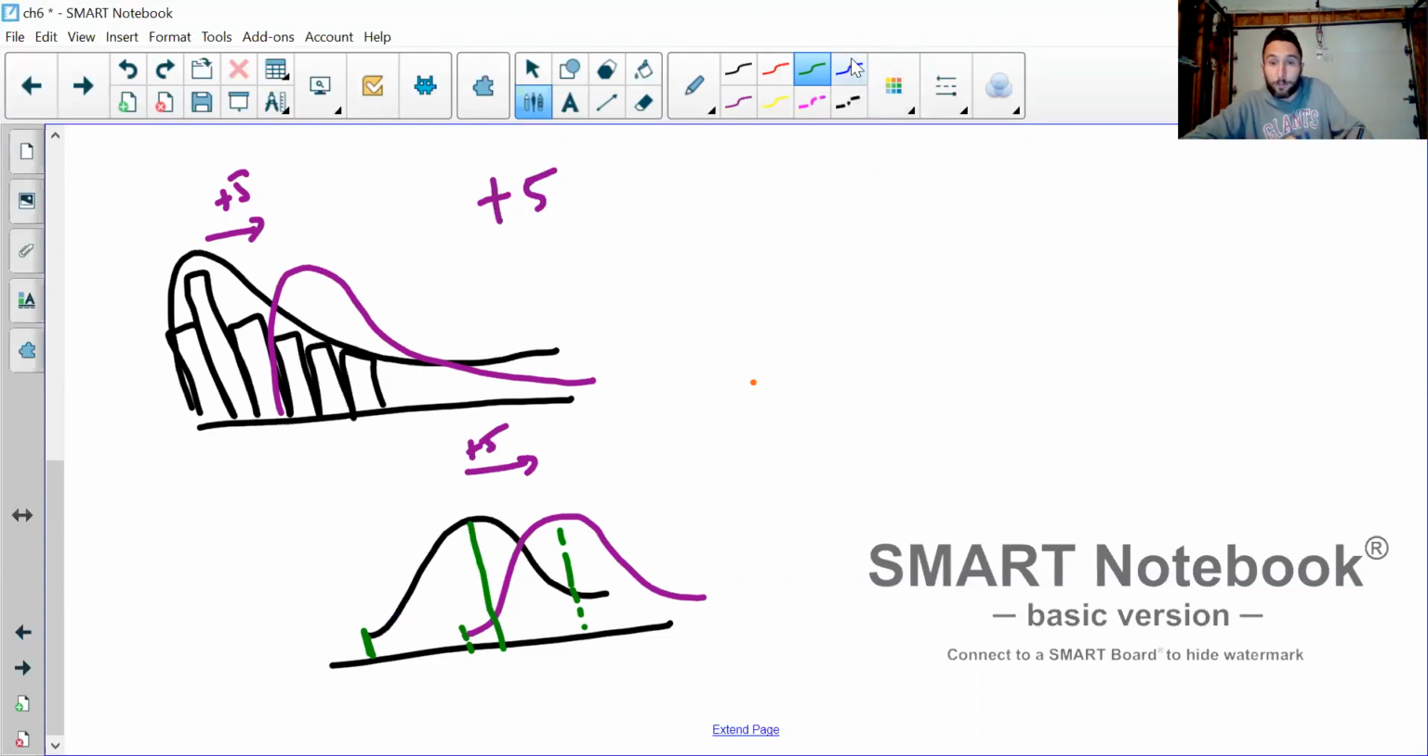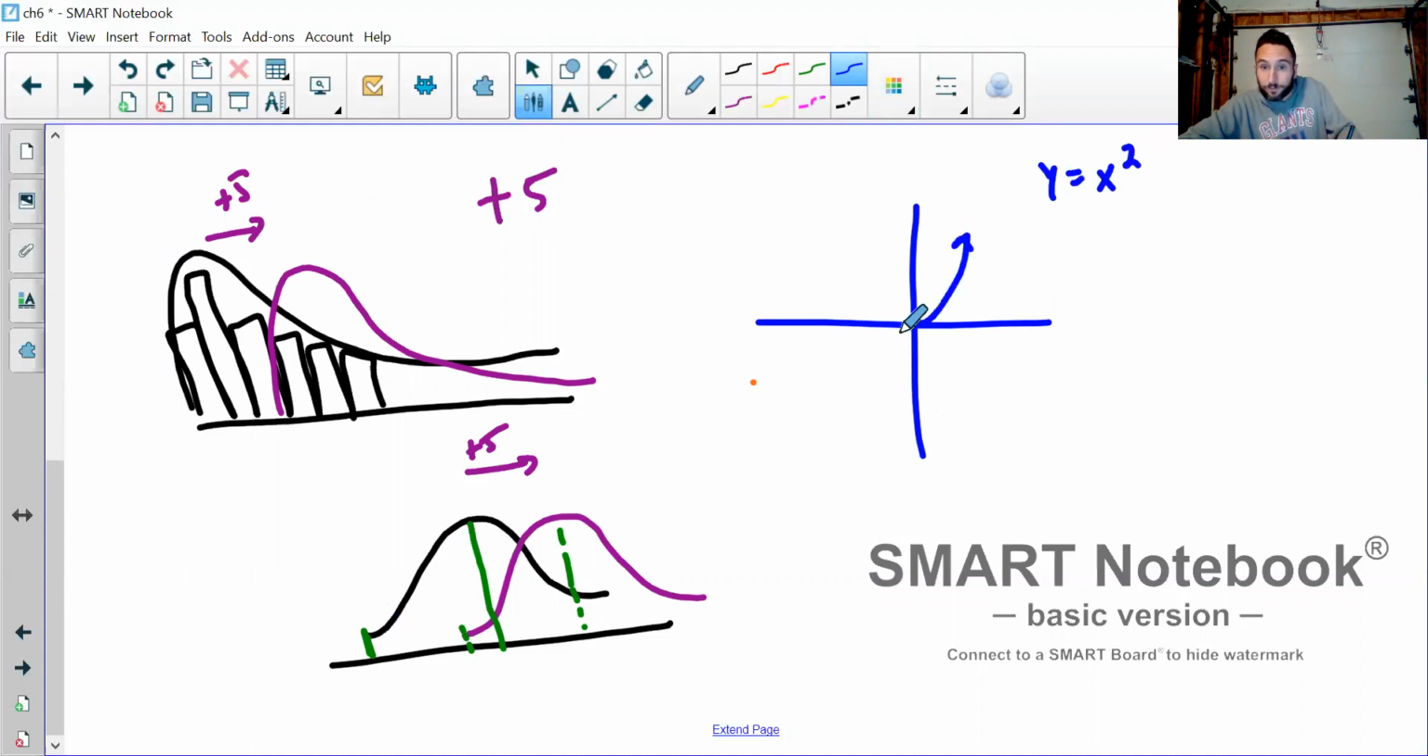And this is one of the rare opportunities we have where we can connect what we're doing in stats to algebra 2. If I look at f of x or y equals x squared, that's our parabola there. But if I go with x squared plus 4, that's just going to shift my parabola up 4.